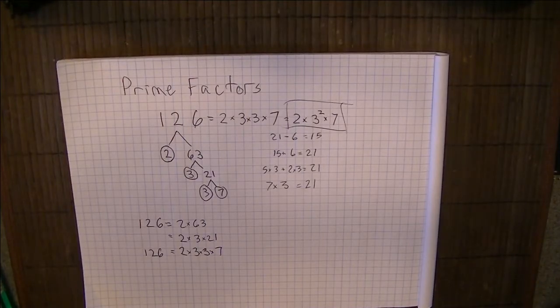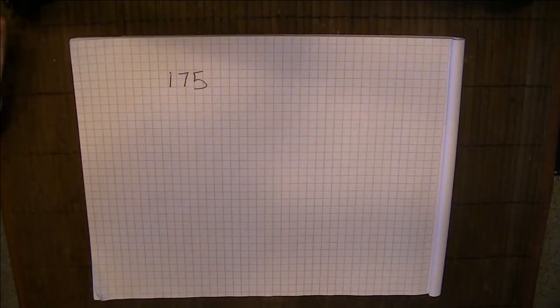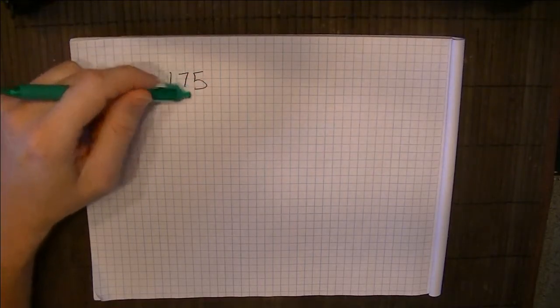Let's try one more example. All right, let's take a look at a new number here. 175. Now, I know that this number is composite because I know that if a number ends in a 5, then 5 itself will be a factor of that number. Okay, I know that 2 doesn't go into this number because it's not even.